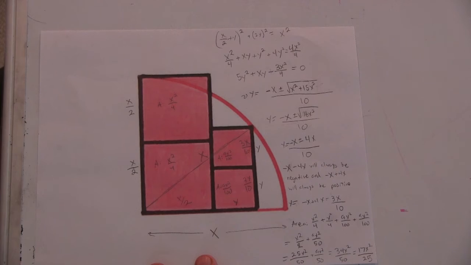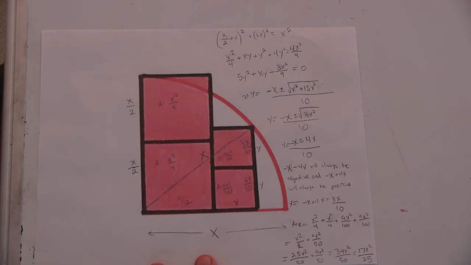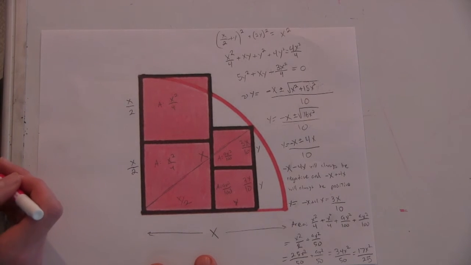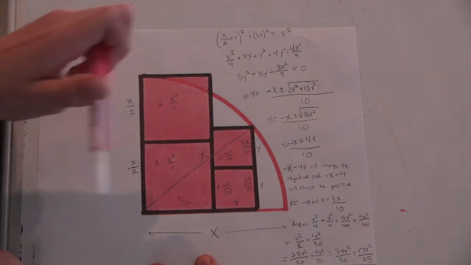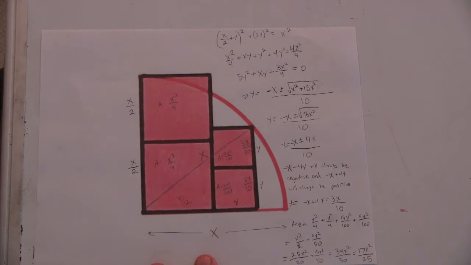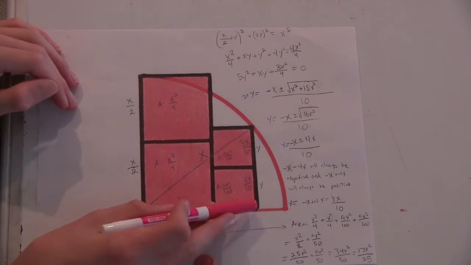So x squared and 15x squared simplify to 16x squared, which simplifies to 4x. And we get minus x plus or minus 4x over 10. Again, we have to choose the minus x plus 4x to make it always positive. And so we get 3x over 10 as our final length for y.